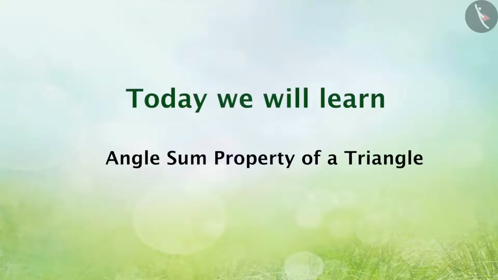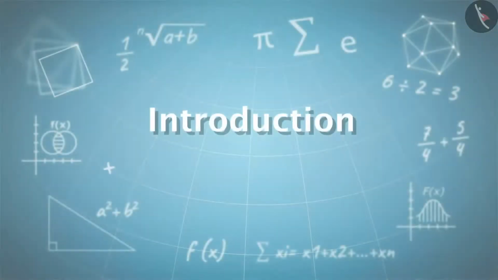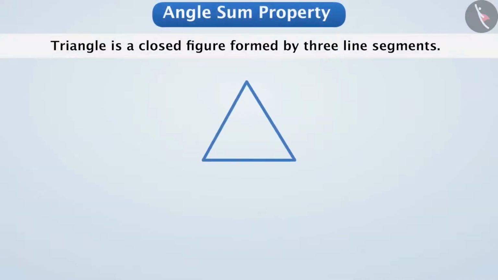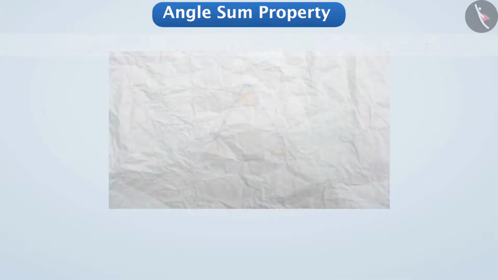Today we will learn the angle sum property of a triangle. A triangle is a closed figure formed by 3 line segments. Every triangle has 3 interior angles. For example, in this triangle, angle 1, angle 2 and angle 3 represent the 3 interior angles. There is an interesting relation between the 3 angles of a triangle. Let us understand it through an activity.